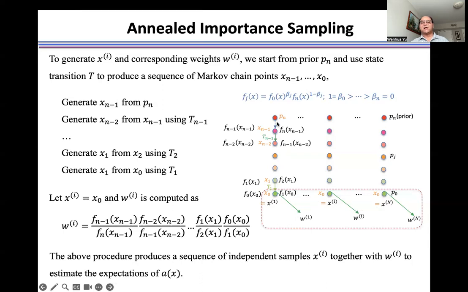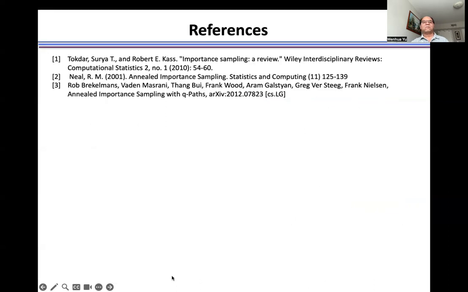And then we use the sequential f functions to calculate the weight w. From this weight w and independent samples x, we can calculate the normalized expectation of function a. For more details, please check with this reference.